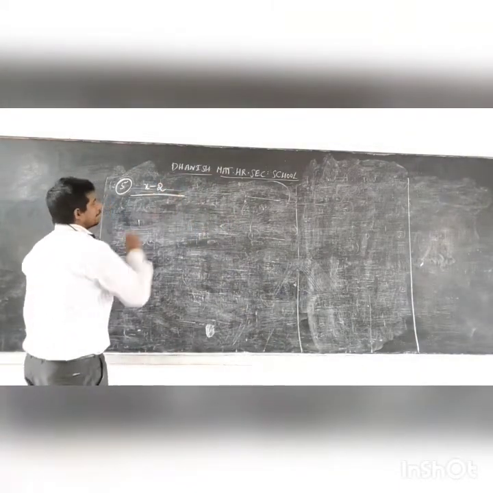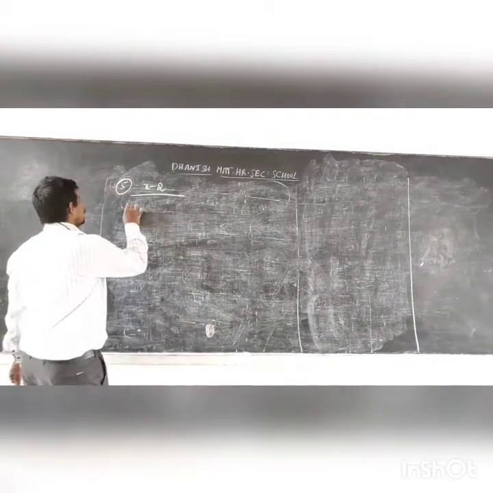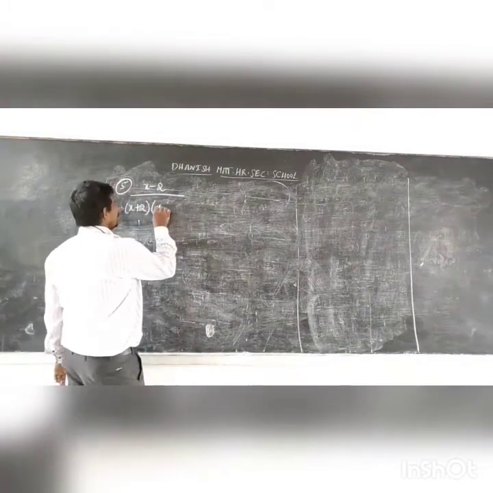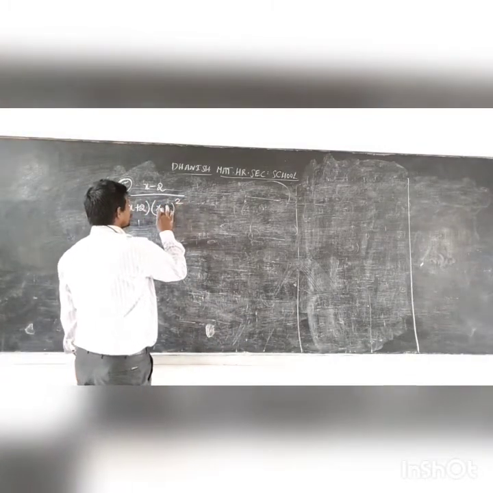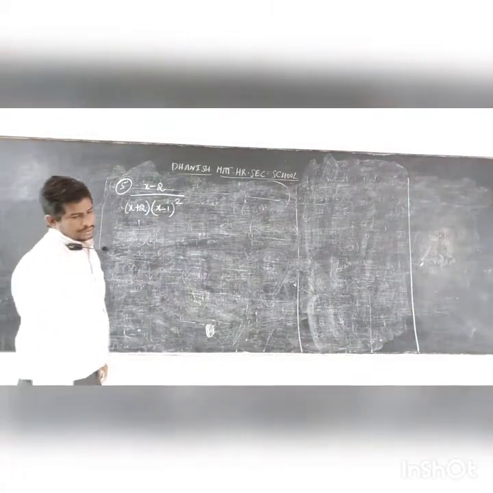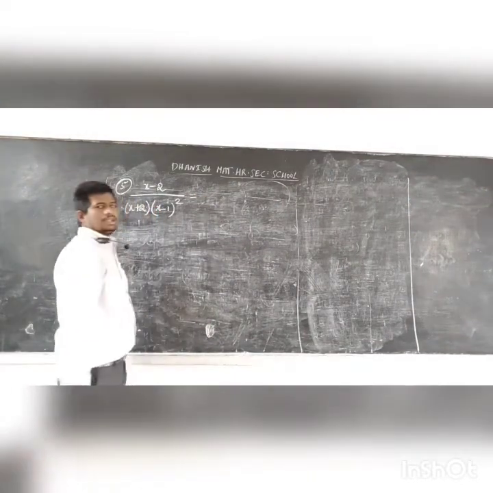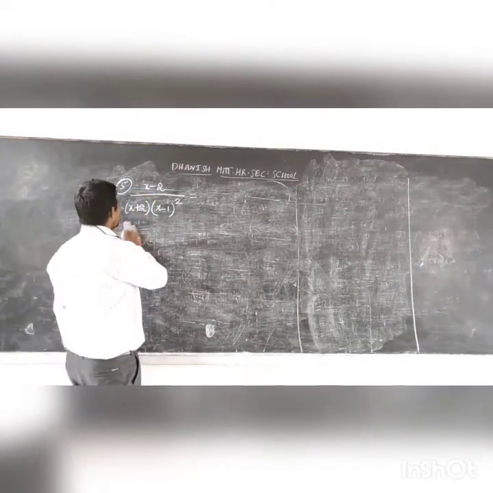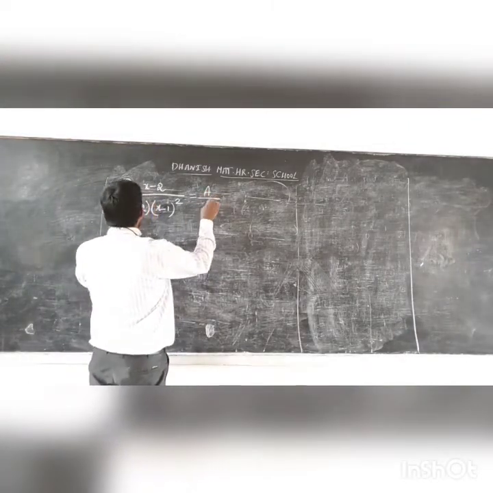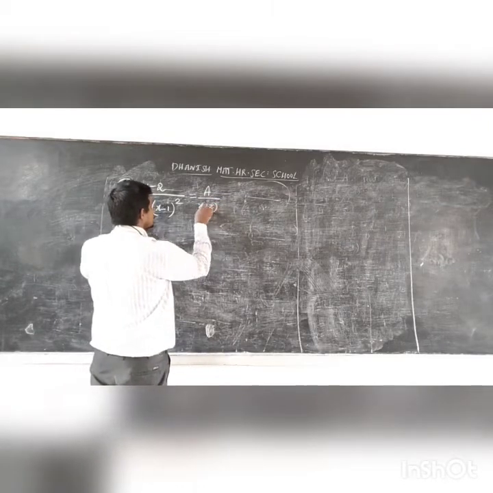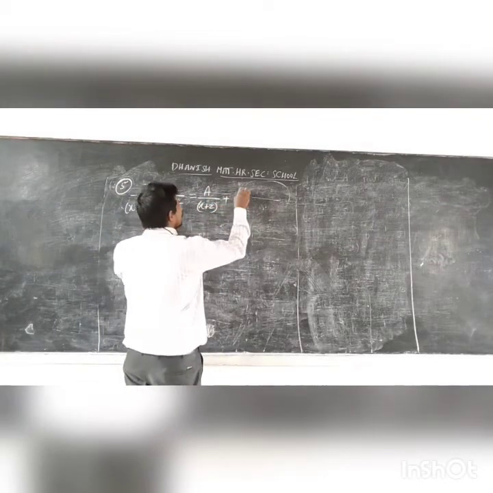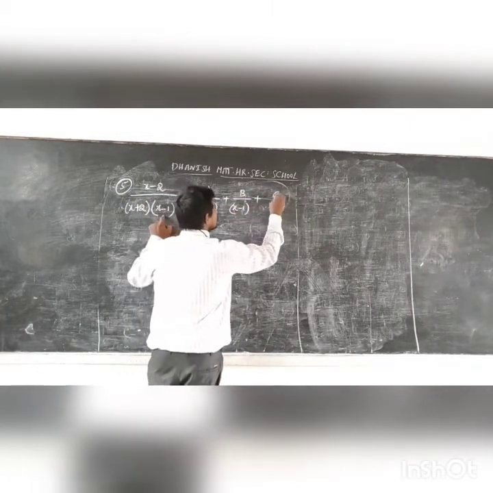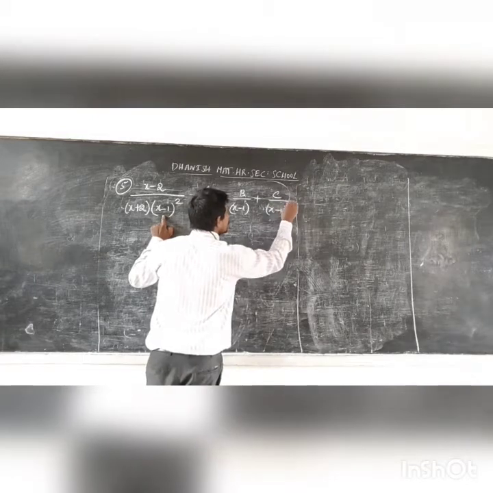X minus 2 divided by x plus 2 into x minus 1 whole square. This rational expression can be written as A by x plus 2 plus B by x minus 1 plus C by x minus 1 whole square.